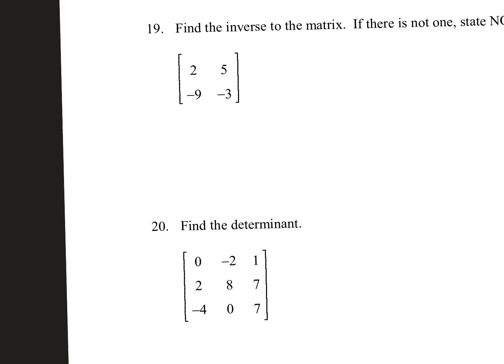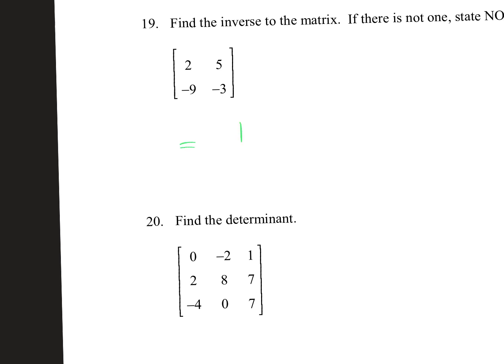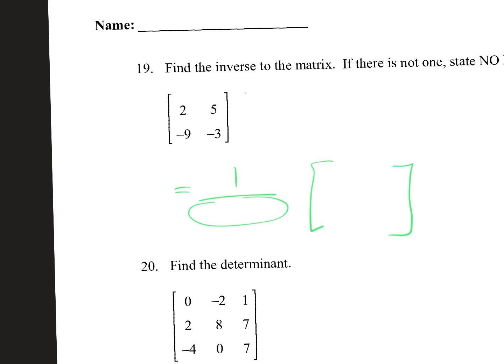How do you find the inverse? Well, first you're going to find this number under here, and then you have to multiply AD. So 2 times negative 3 minus 5 times negative 9. 2 times negative 3 is negative 6. Minus a negative is going to be plus, right? So 45. What's negative 6 and 45? 39. So 39 goes down here. That's your number underneath. If that number were 0, there would be no inverse. But since it's not 0, we're okay.